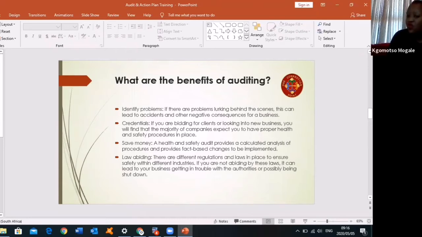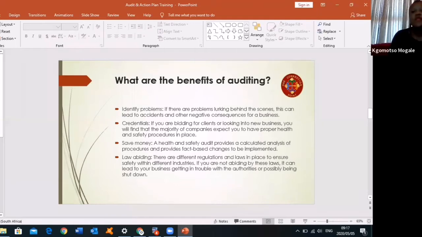So if we do not conduct the audits as often as we should, then we can find ourselves in trouble. It's also important that we look at this, because we don't want companies to end up with fines or being shut down. So we need to conduct them.